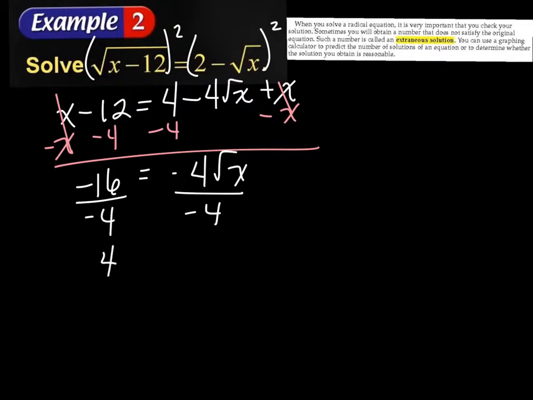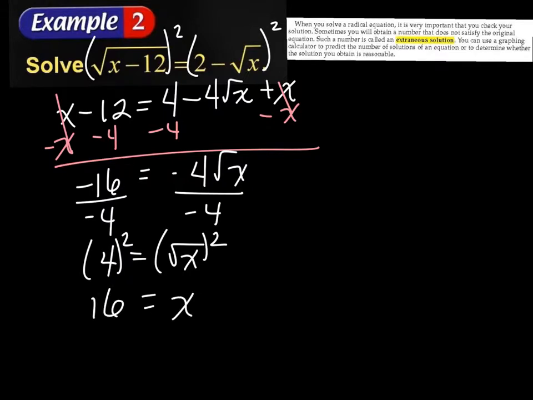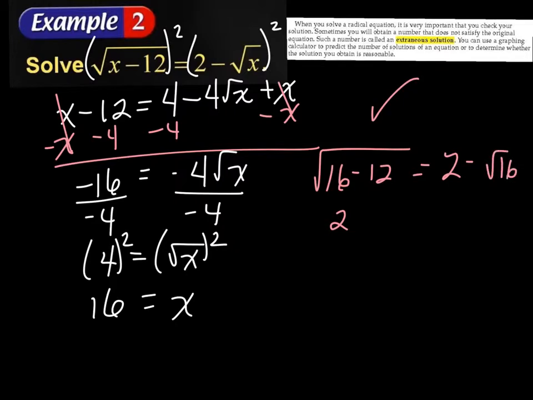Negative divided by negative is a positive 4. And once again, square both sides. So I've got 16 equals x. Now let's check by substituting back into the original equation. 16 minus 12 is 4. Square root of 4 is 2. Does that equal 2 minus the square root of 16? 2 minus 4 is not 2. So even though we did everything right, it didn't work.